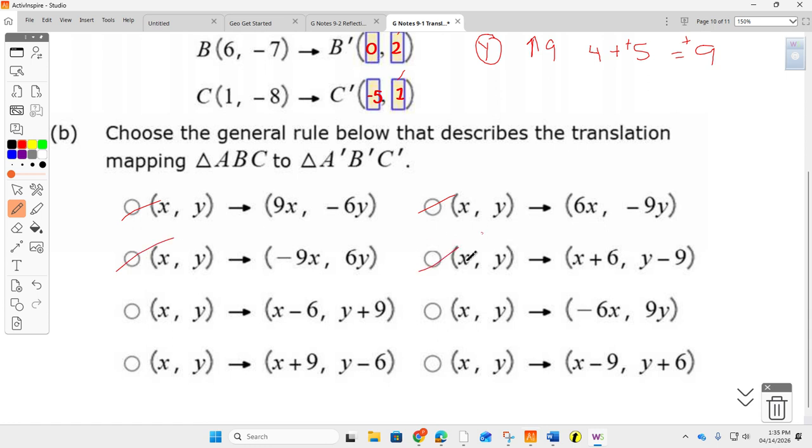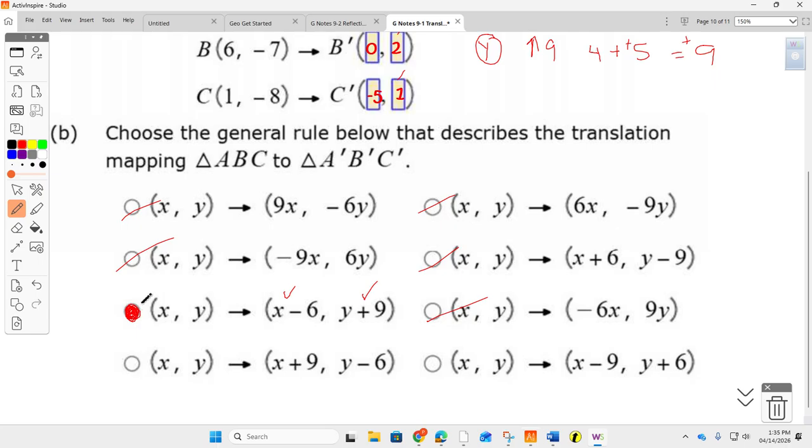How about this one? X minus 6, y plus 9. We subtract 6 to the x-coordinates, yes. We add 9 to the y-coordinates, yes. So this is the answer. More multiplying there, those can't be right. Now here, they're just using the wrong moves on the x's and the y's, right? So that's how you do them.